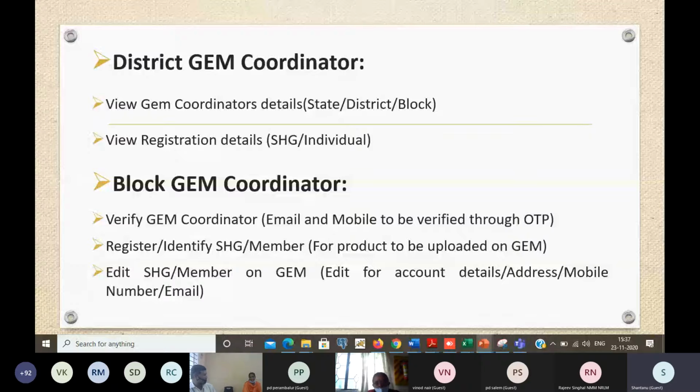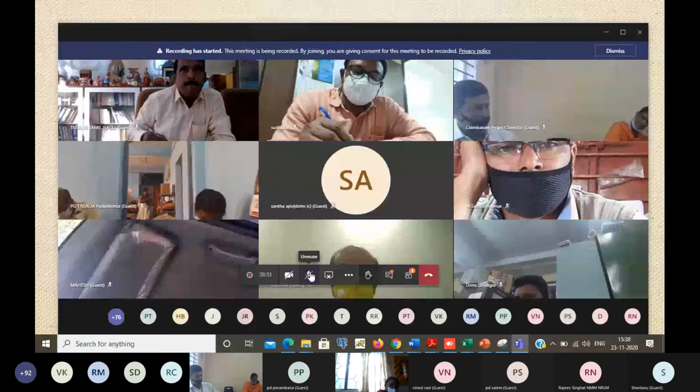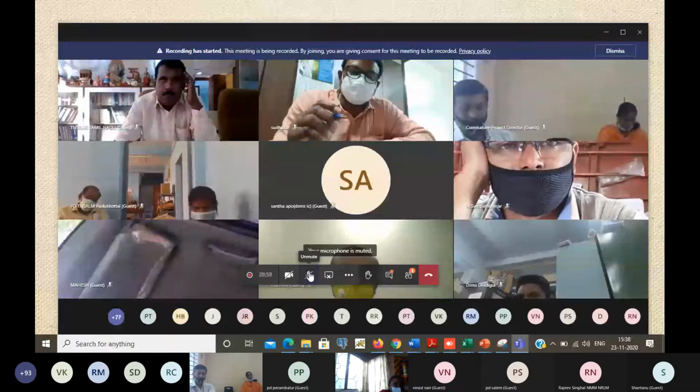Similarly, what activity will the block GeM coordinators do? One is verification, as I told, the verification of the GeM coordinator through the OTP received by the GeM coordinator on mobile and email ID. That activity has to be done by the block GeM coordinator. This block-level GeM coordinator verification can be done here.